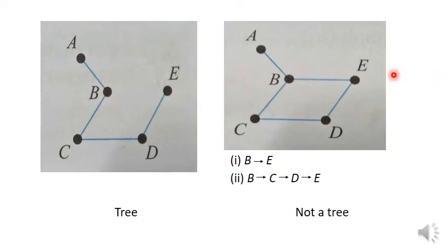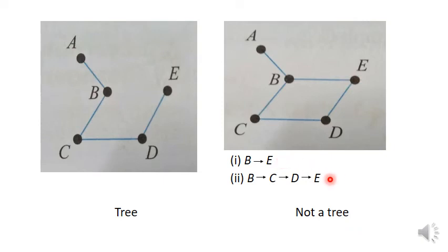Okay, look at the second graph. This graph is not a tree. Why? Okay, focus on vertex B. Here, look at number 1. B is connected with vertex E. B is connected with vertex E by one edge. So, this is the first way to join B and E.